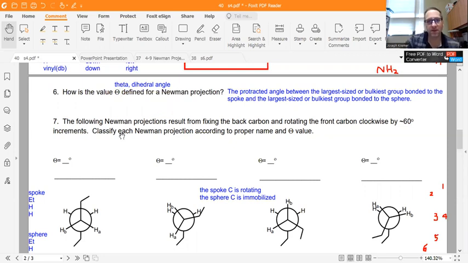All right, so we're talking about angles. This value of theta is instrumental towards determining how stable or unstable a given Newman projection or shape of a conformer is. So this theta is defined, as you see here, as the protracted angle between the largest size or bulkiest group bonded to the spoke and the largest sized or bulkiest group bonded to the sphere. Between these two items. That's called theta.